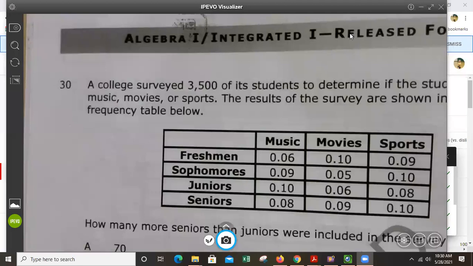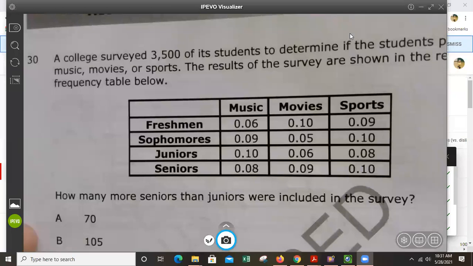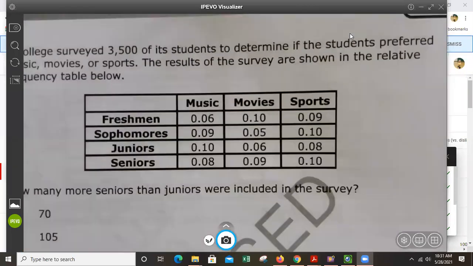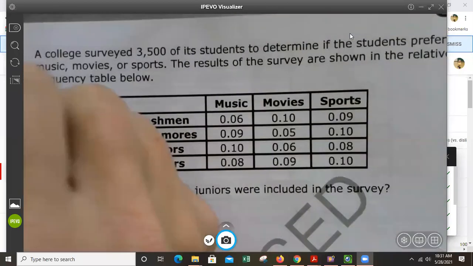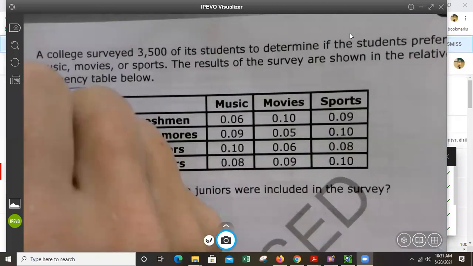Let's look at 30. What's the difference in the numbers in this chart? What do you notice about them? What's wrong with them? There's nothing really wrong with them, but what do you not like about them? They're all decimals. The reason they're decimals is because it's a frequency, which means that they're percentages.